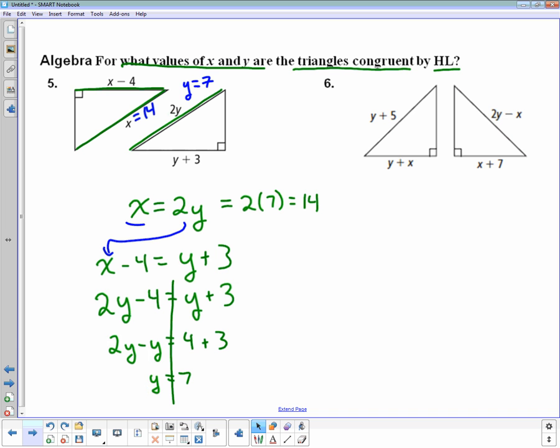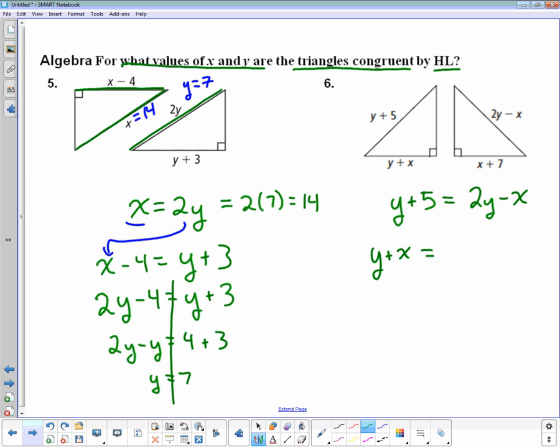All right, using that same idea, let's see if we can set up and solve this one. What do we have? y plus 5. What does y plus 5 equal? And down below, y plus x equals. Try and see if you can solve this system.